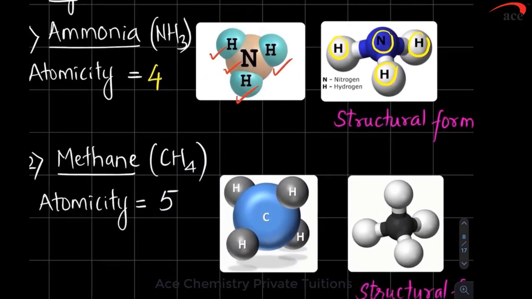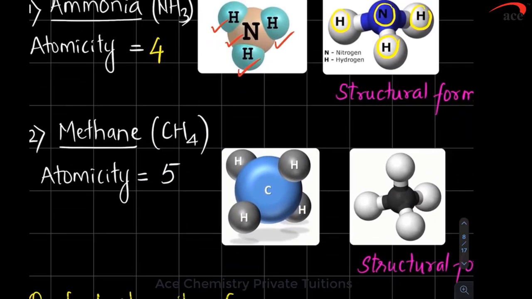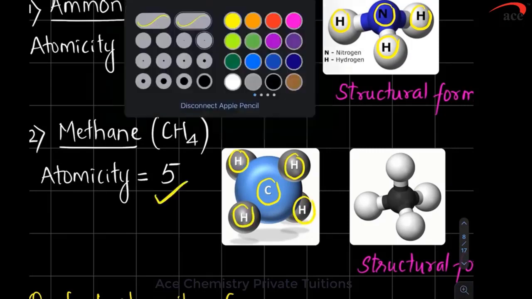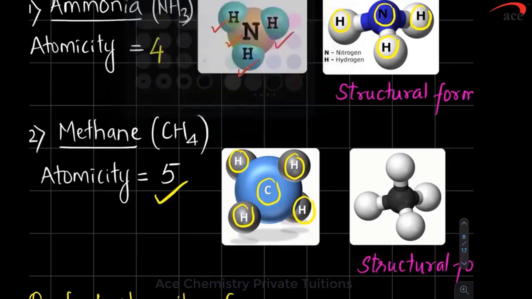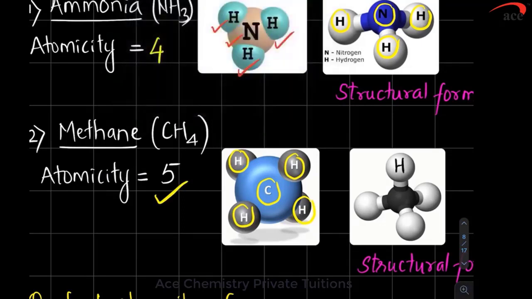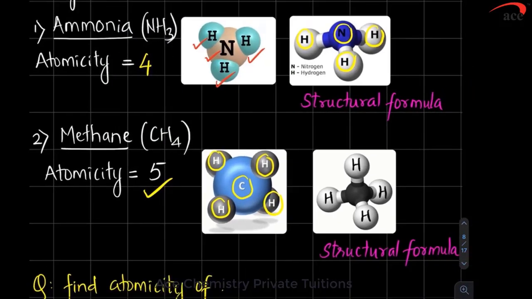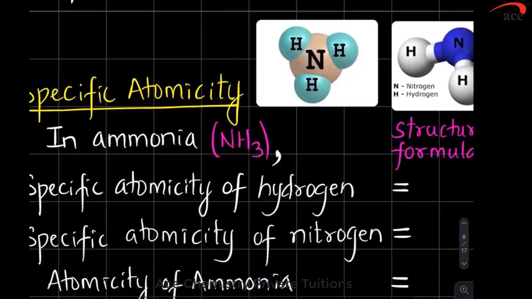Okay, coming to methane. Methane, how many atoms make up a molecule? 1 carbon and 4 hydrogen atoms. So the total number of atoms is 5. You are aware of how the methane molecule is: a central carbon surrounded by 4 hydrogen atoms. That's methane atomicity.